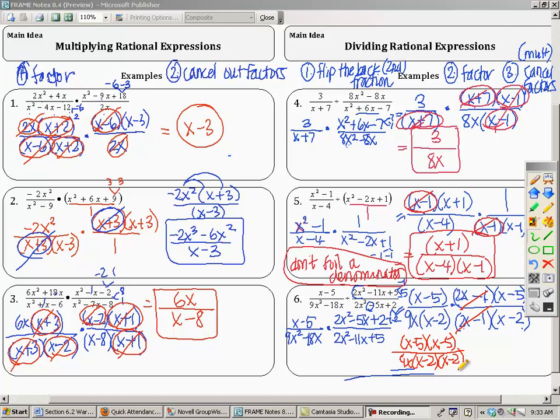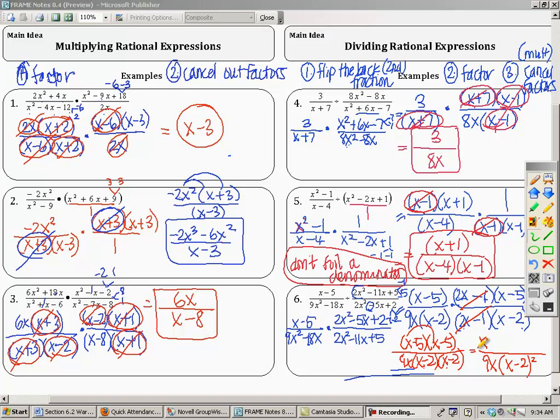Now, we said don't FOIL out the denominator, so I'm going to start with the denominator. As I look at this, the 9x stays in front, but I have 2 of the same factors, so I'm going to say x minus 2 with a quantity squared. Because I want my denominator to look good without actually having to do any work to FOIL it out. My numerator, I'm going to have to FOIL.